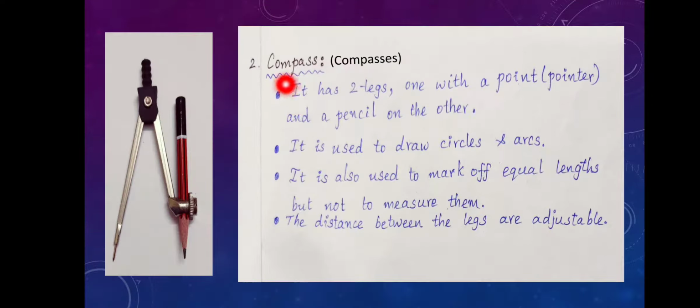Next, the compass. The plural form is compasses. A compass has two legs, one with a point or pointer and a pencil on the other leg. It is used to draw circles and arcs. It is also used to mark off equal lengths, but not to measure the lengths. The distance between the legs is adjustable.